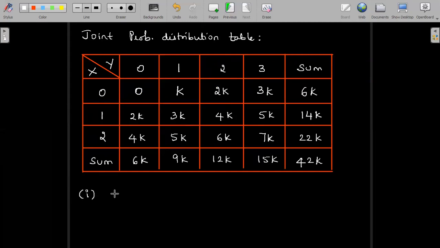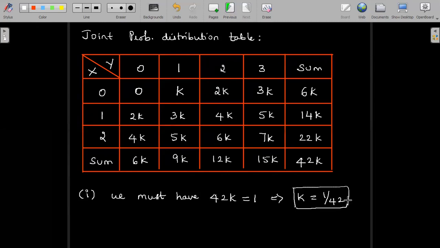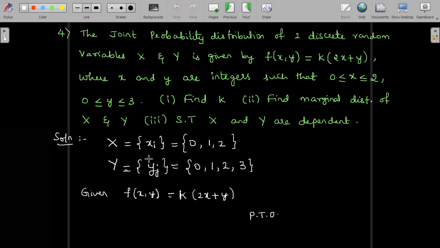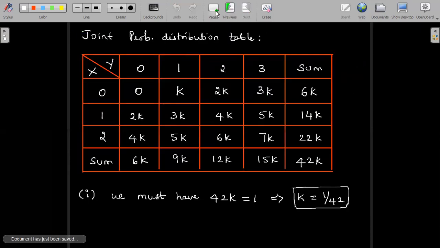So we must have the overall sum in the tabular column of the joint probability distribution equal to 1. So 42k should be equal to 1, and hence k is equal to 1 divided by 42. So that was the first part of the problem, finding the value of k. Then we have to find the marginal distribution of x and y, and finally show that x and y are dependent. So let us now find the marginal distribution of x and y, framing a small tabular column for each.